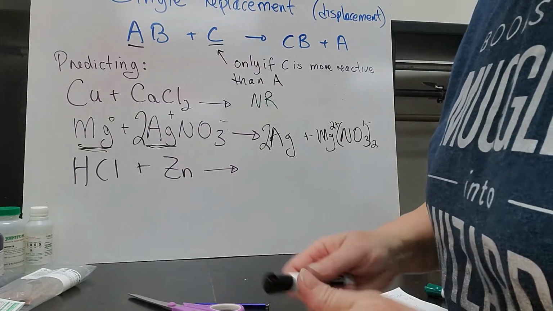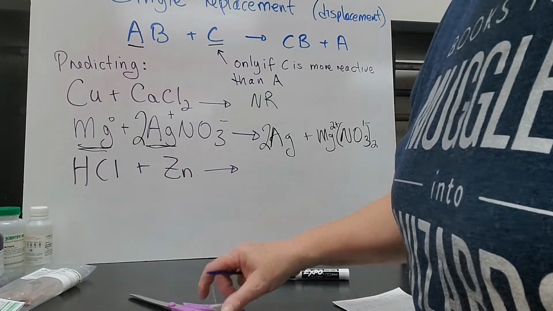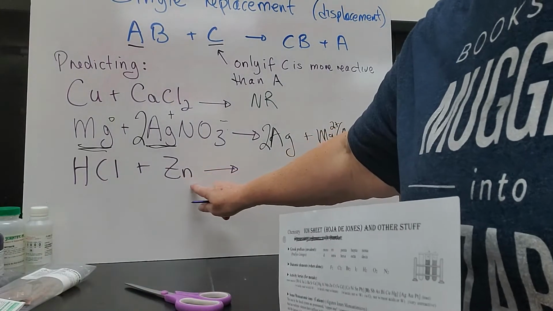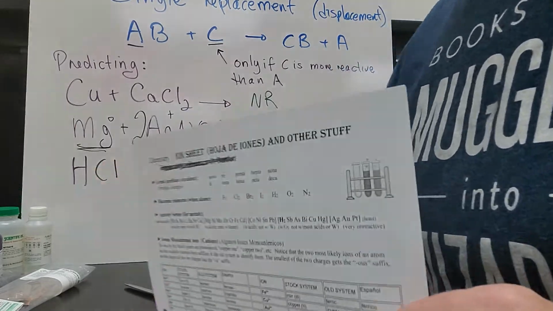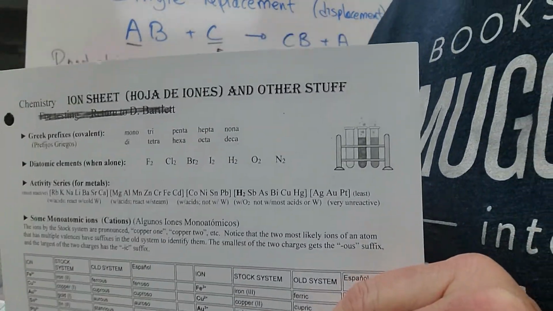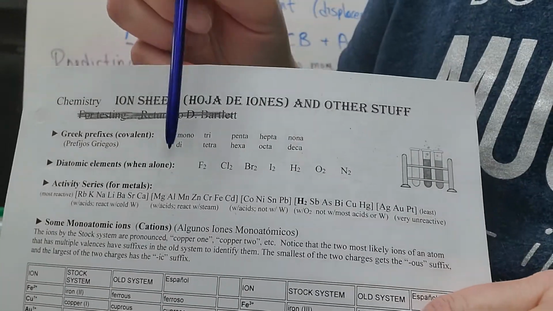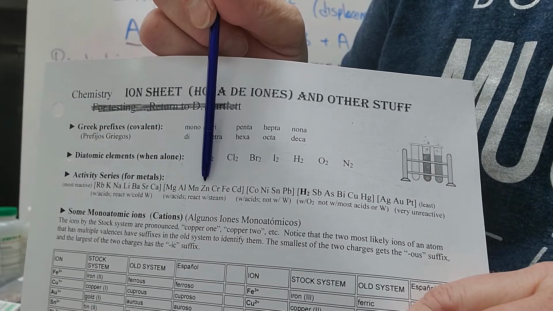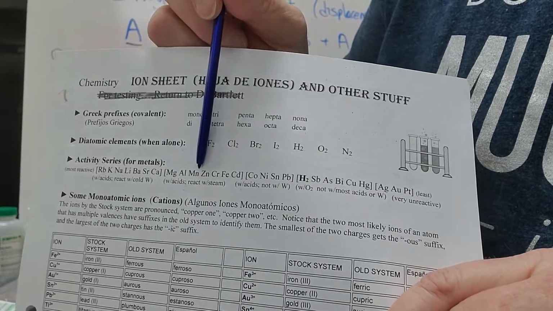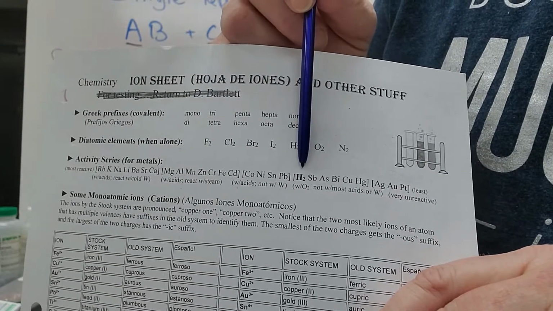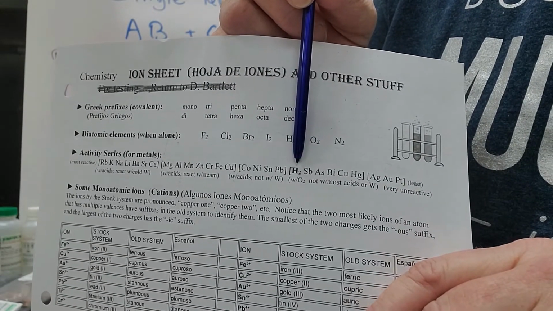Hydrogen is trying to get not kicked out by zinc. So I want to know, is zinc strong enough to kick out hydrogen? Okay, so let's see. I've got zinc right here, and then I've got hydrogen right there. So is zinc strong enough to kick hydrogen out? Yes, it is.